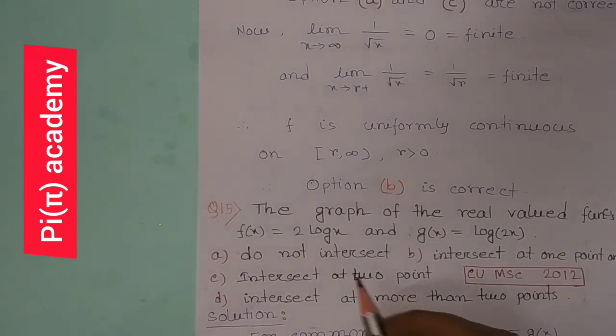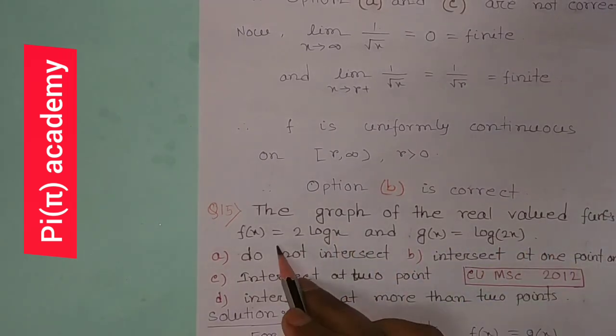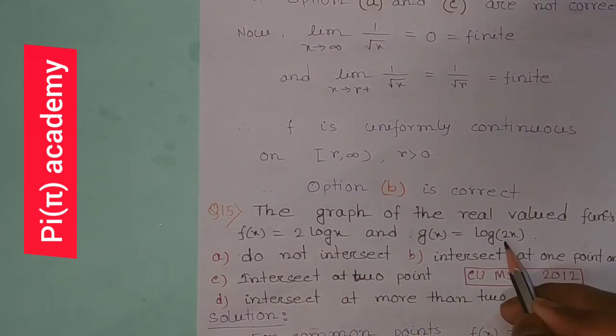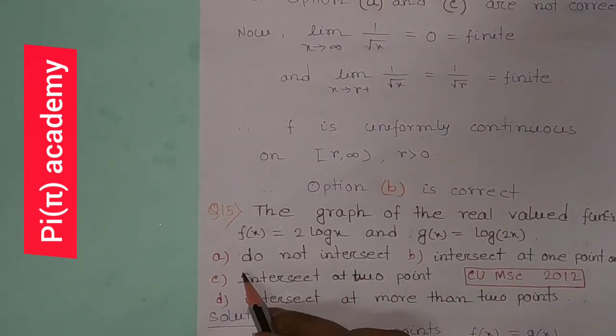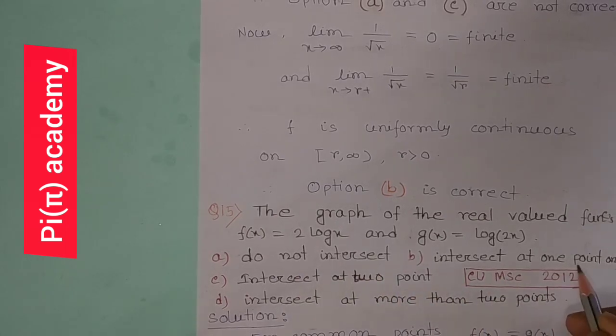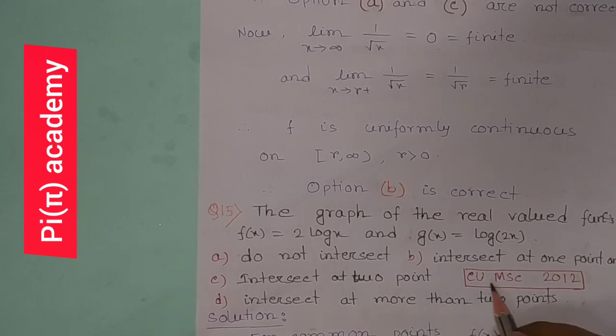Question number 15. The graphs of the real valued functions f(x) equals 2 into log x and g(x) equals log of 2x. Option A, do not intersect; option B, intersect at one point only; option C, intersect at 2 points; and option D, intersect at more than 2 points.